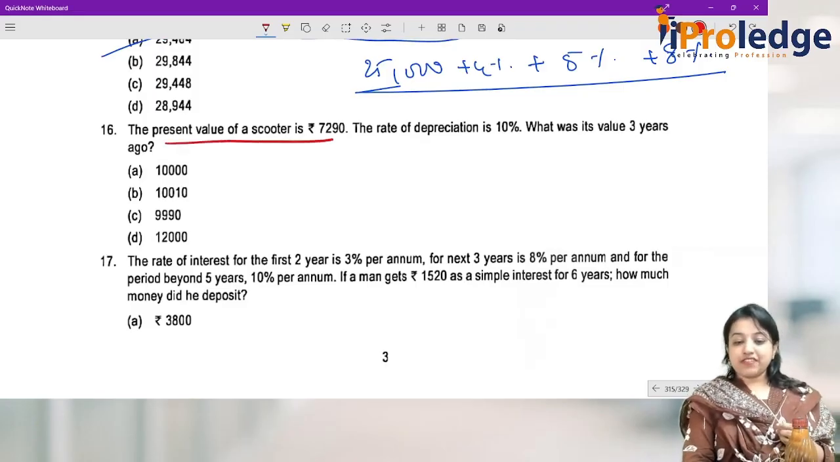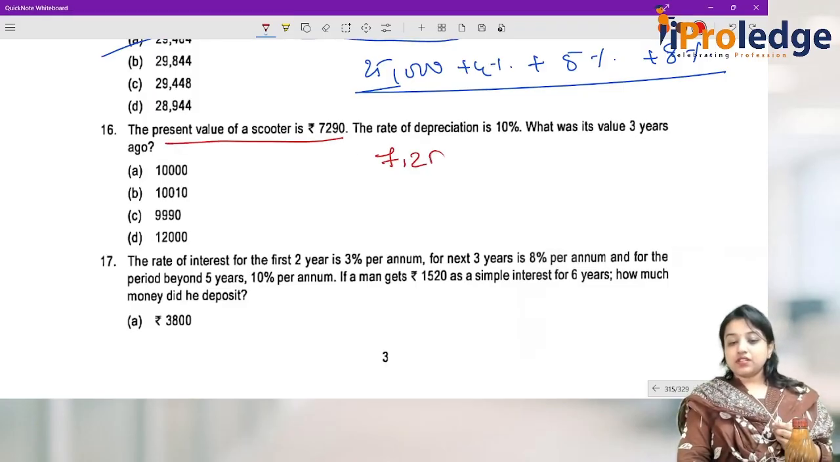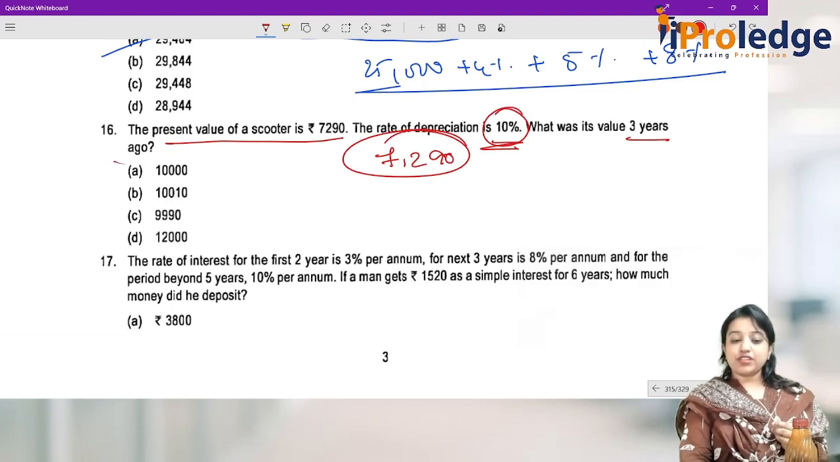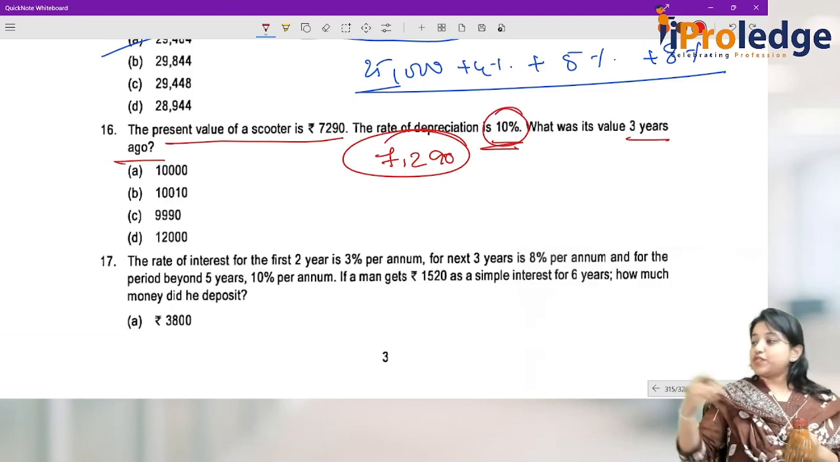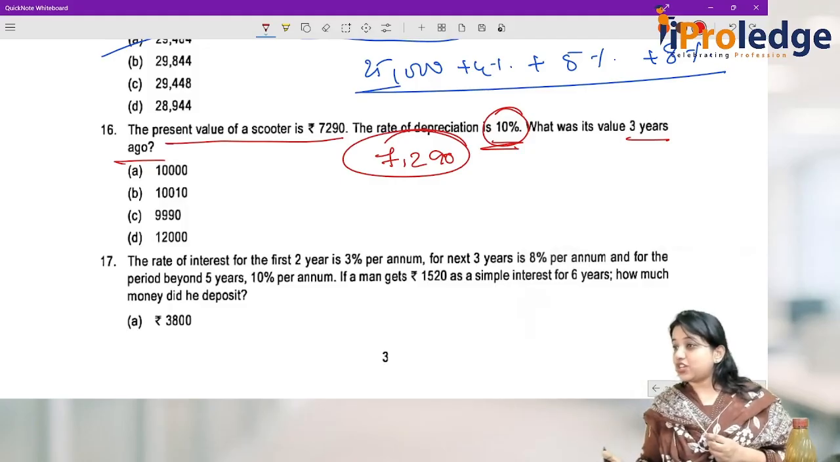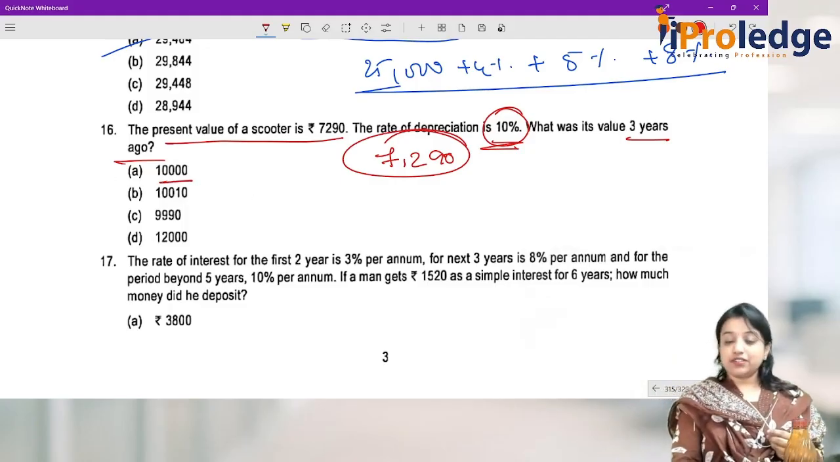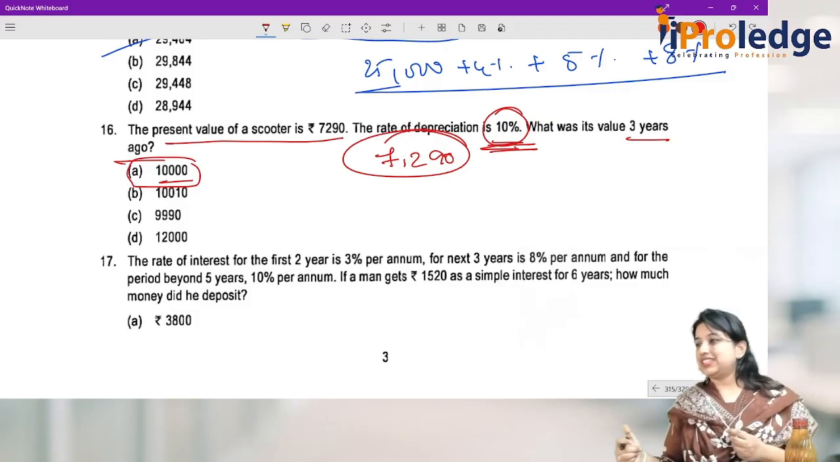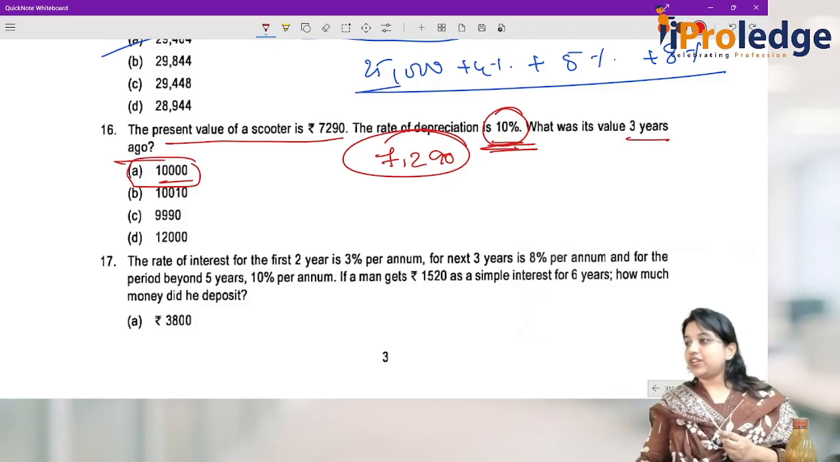What is the present value given? How much do you have to depreciate? 10%. So what is the value before 3 years? So we have to go by the option method. Depreciation, so first you take 10,000. How much do you have to depreciate, and for how many years? Depreciate and see.